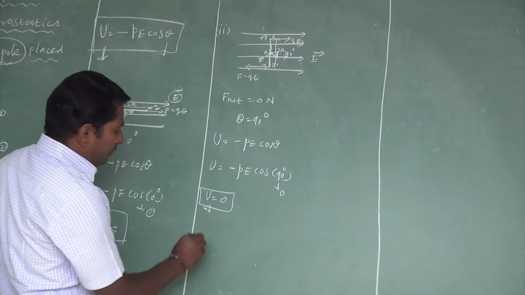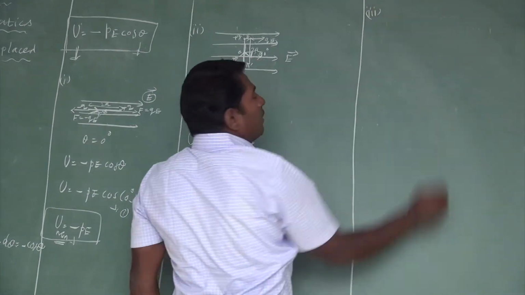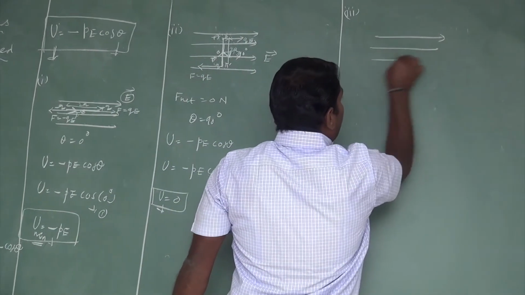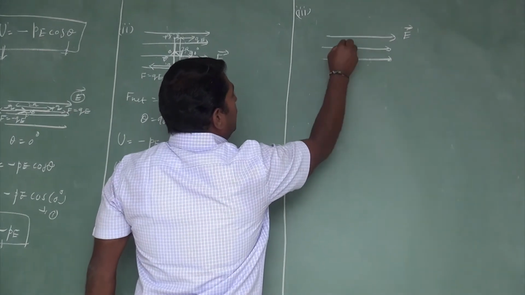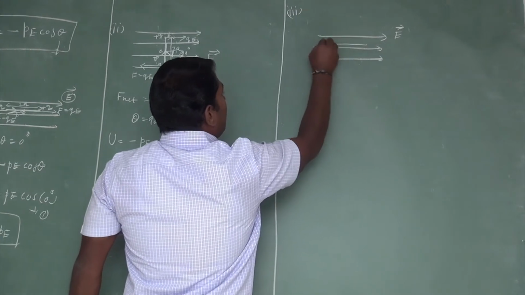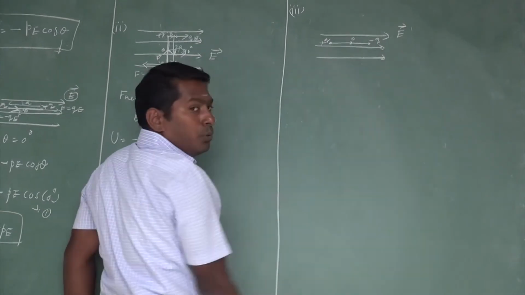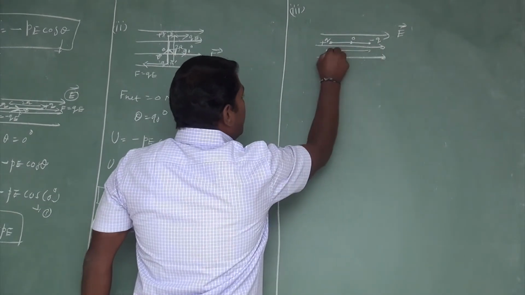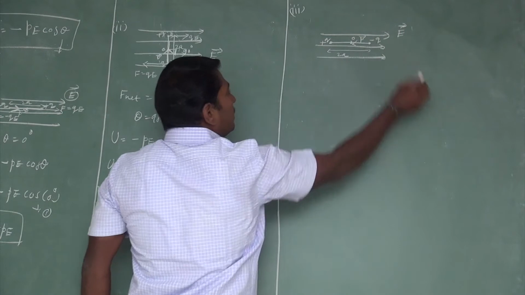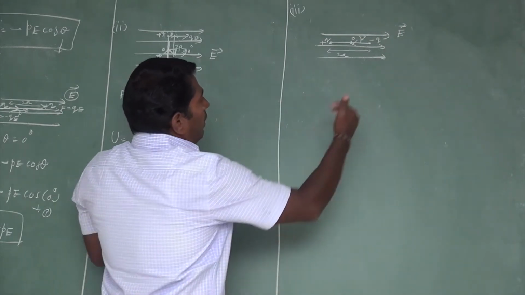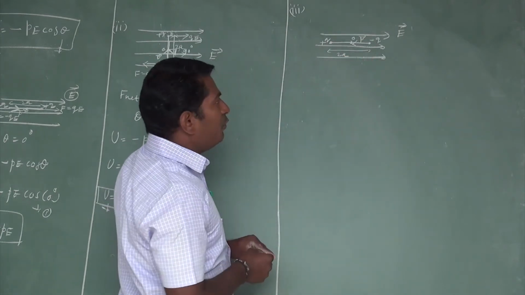In the third case, see the direction of the electric field. Now, the electric dipole is subjected within a uniform electric field, plus Q charge and minus Q charge. The midpoint of the electric dipole is O. The dipole distance is 2A. The electric dipole moment acts from minus Q charge to plus Q charge. See, the direction of the dipole moment acts opposite to the direction of the electric field.